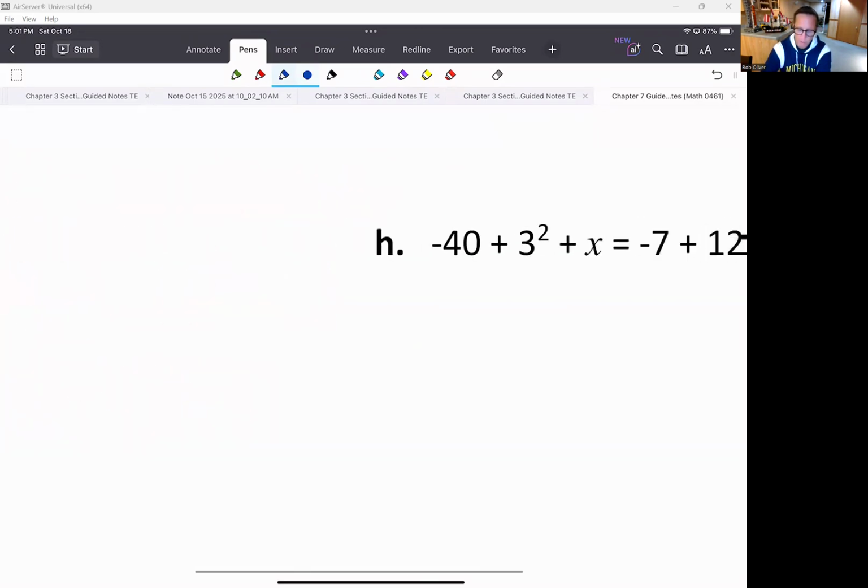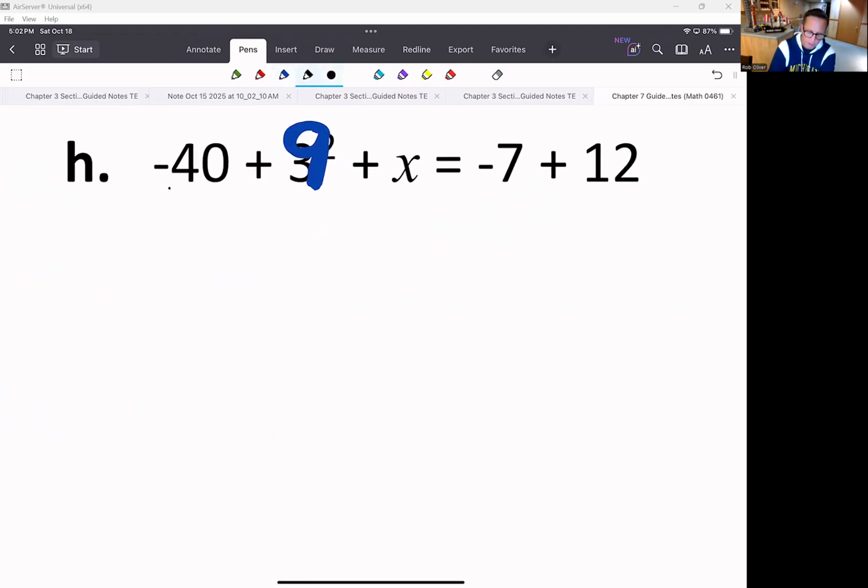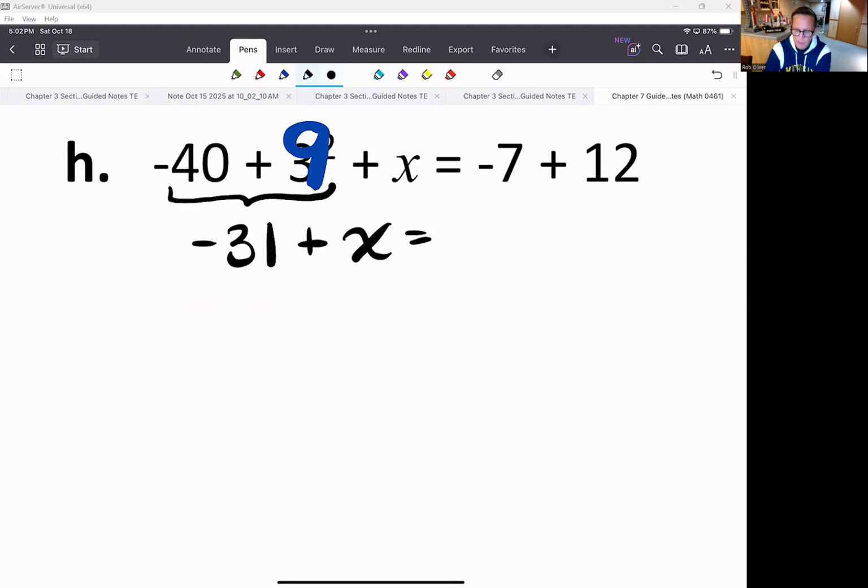All right, moving on here. Now this has got something on both sides of the equation that could be worked out. Now I'm going to be a little bit messy here, but 3 squared is 9. I'm just going to overwrite that. I'm going to make that a 9. And then negative 40 and 9, that makes negative 31. So I'm going to rewrite this side of the equation. Negative 31 plus x equals, and then we can work this out as well. Negative 7 and 12, that makes 5.